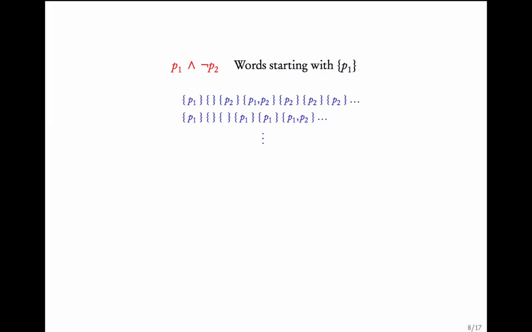You may recollect that giving an automaton for this language is not very difficult. This is the initial state. The first letter that is read is P1, the set P1. Then you go to an accepting state, and in the accepting state here you can read any letter because this formula depends only on the first letter. It filters out all words that have the first letter equal to P1.